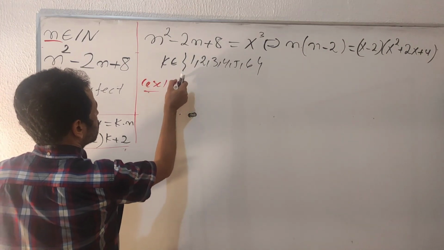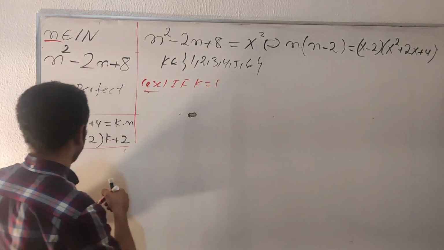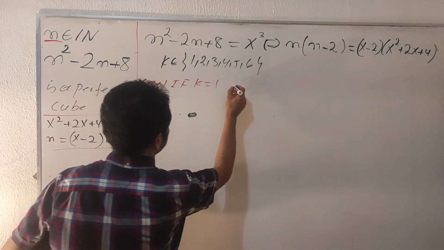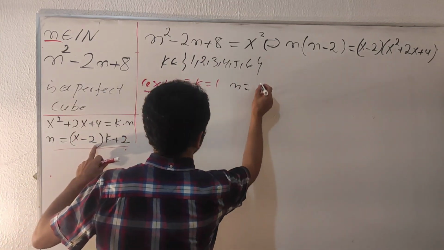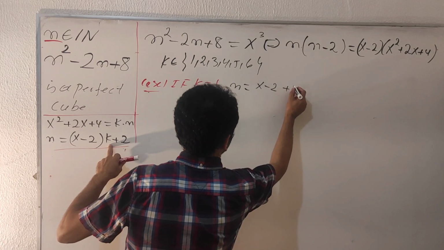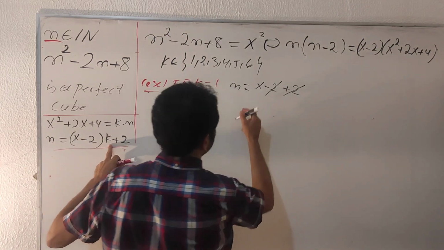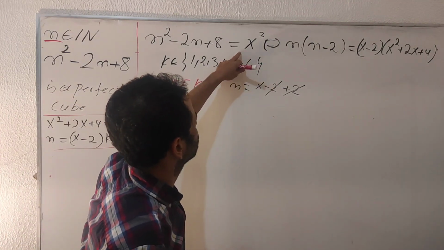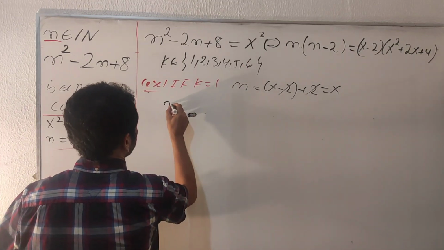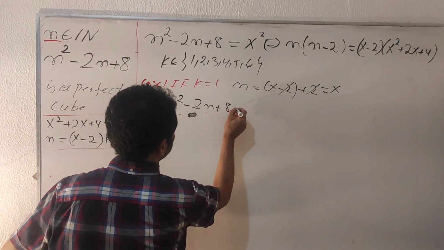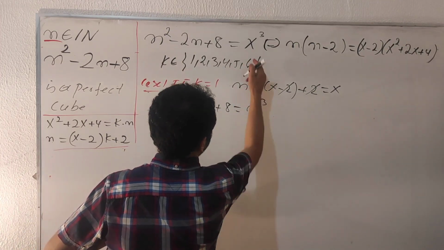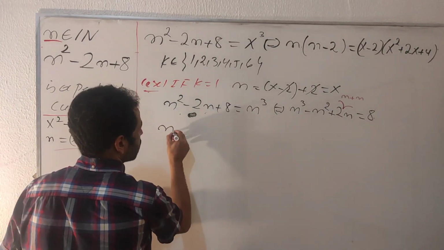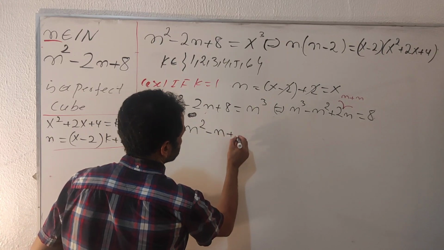Case number 1, if k equals 1. If k equals 1, I'm simply going to replace k here. So I get n equals x minus 2 plus number 2. So I get number 2 cancelled out. So I find n equals x. Let's take n equals x and replace them into this equation. Okay, so we get n squared minus 2n plus number 8 equals n cubed because I have replaced x with n. Okay, so the next step, let's take n as a common factor here. So I get n factor (n squared minus n plus number 2) equals 8.